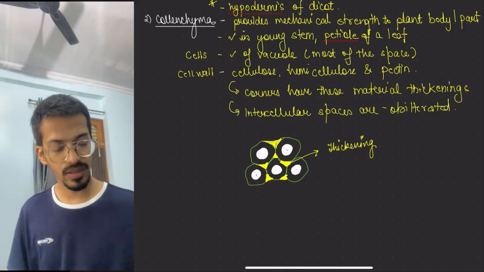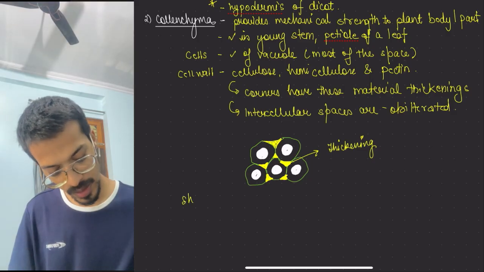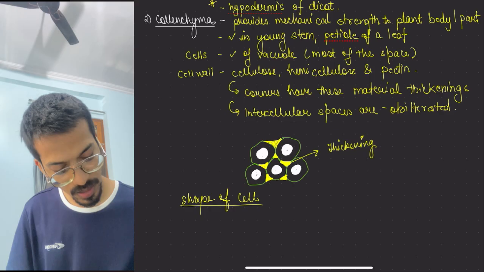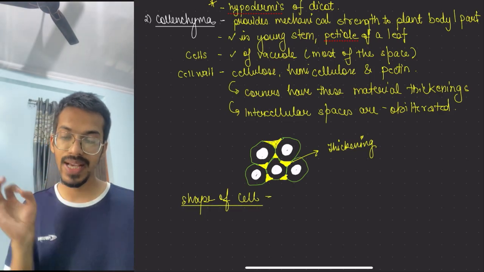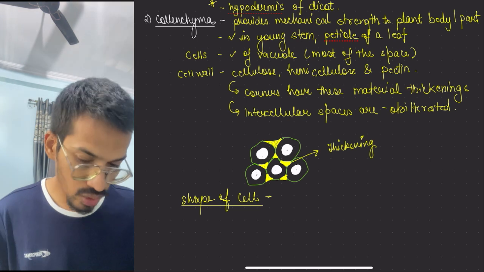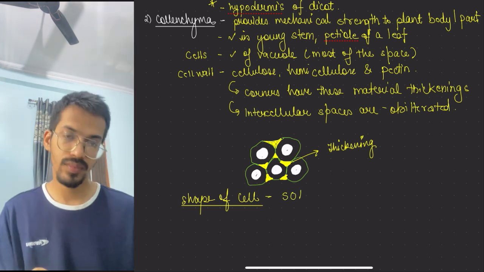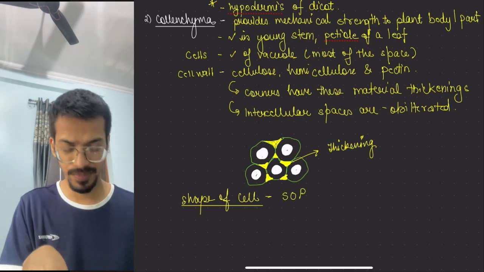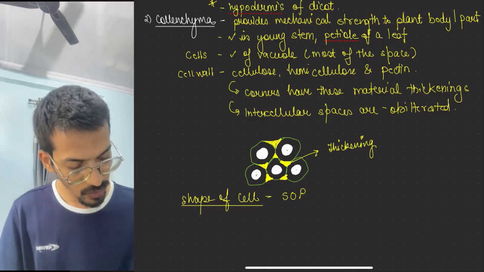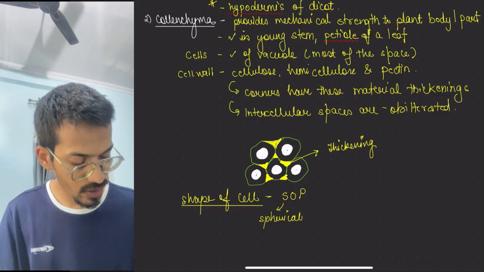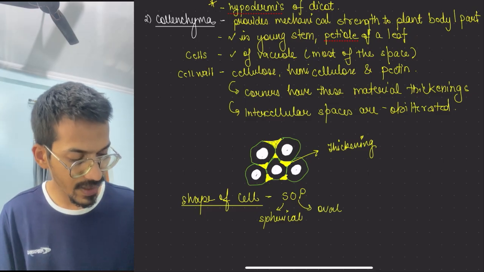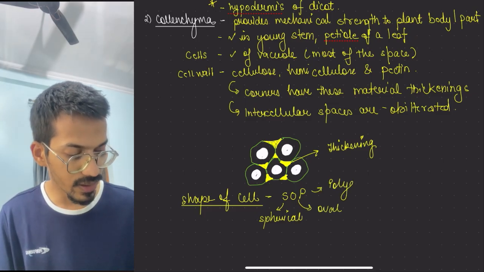Okay, now comes the shape of the cell. So what could be the possible shape of it? For this we have to remember SOP. S is for spherical, O is for oval, and P is for polygonal.